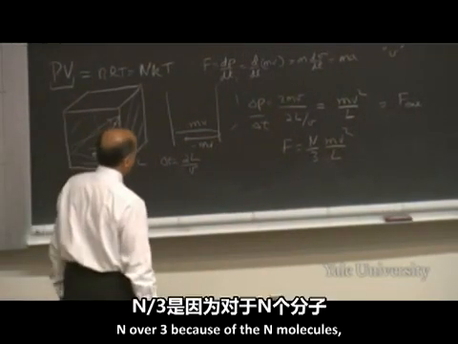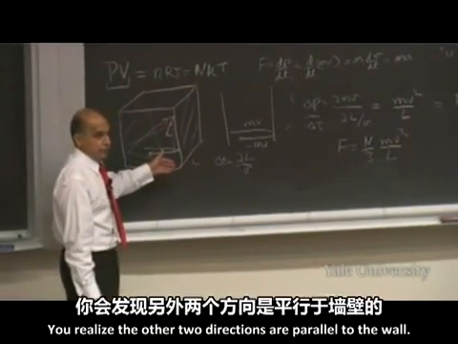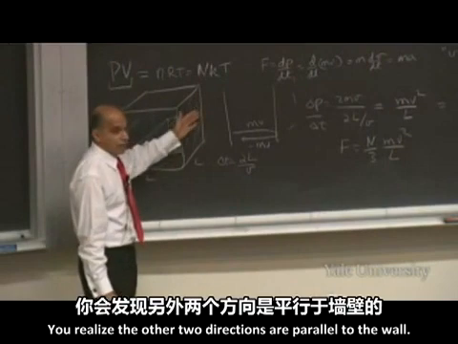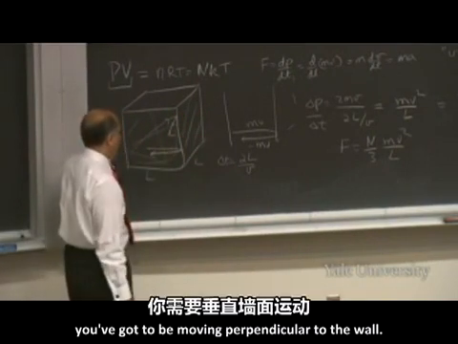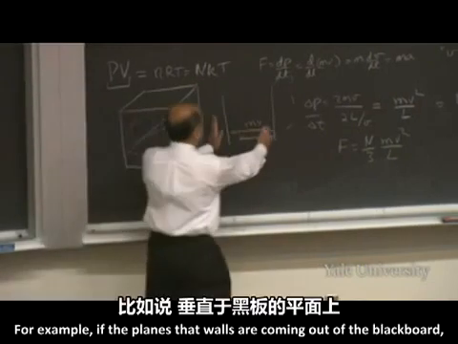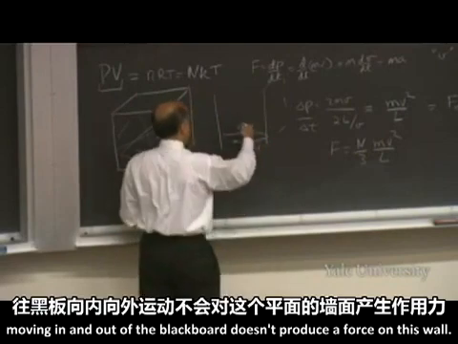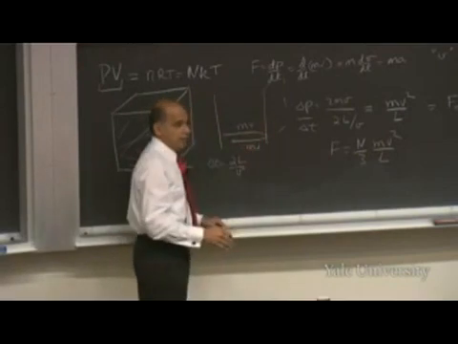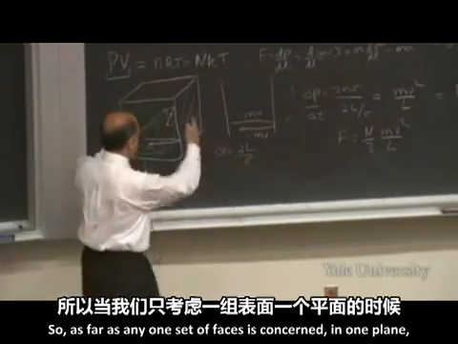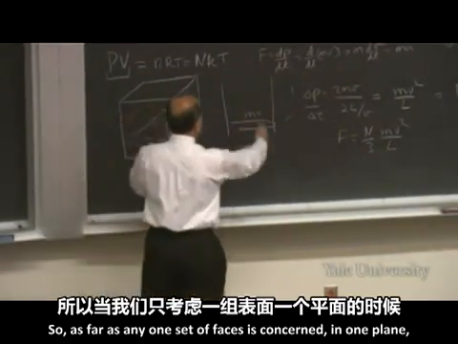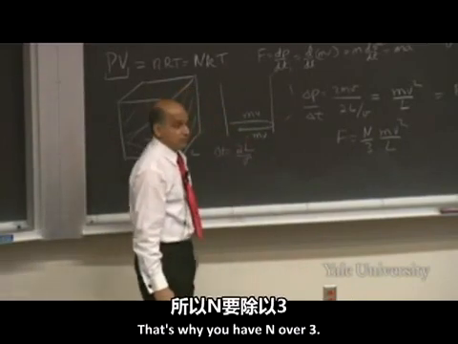N over 3, because of the n molecules, a third of them are moving in this direction. You realize the other two directions are parallel to the wall. They don't apply a force on the wall. To apply a force on the wall, you've got to be moving perpendicular to the wall. For example, if the walls are coming out of the blackboard, moving in and out of the blackboard doesn't produce a force on this wall. That produces a force on the other two faces. So as far as any one set of faces is concerned, in one plane, only the motion orthogonal to that is going to contribute. That's why you have n over 3.